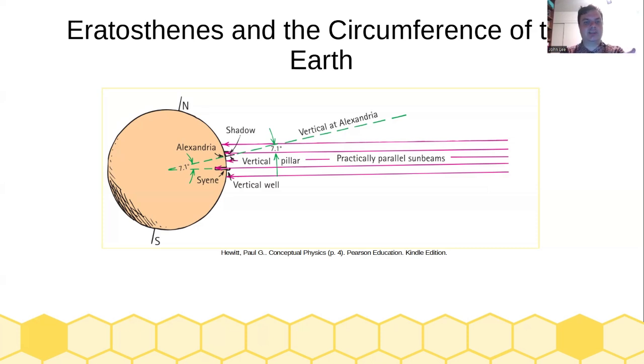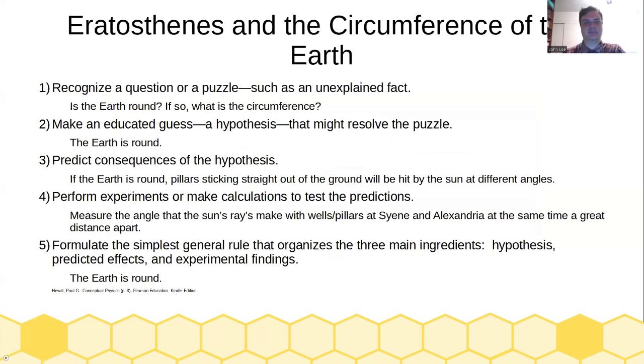And using the assumption that the Earth was a sphere, he was able to multiply the distance between Alexandria and Siena by about 50 times, because that's about how many times 7.1 degrees fits into 360 degrees, or going all around the circle, and was able to find the circumference of the Earth to be about 250,000 stadia, or 29,000 miles.